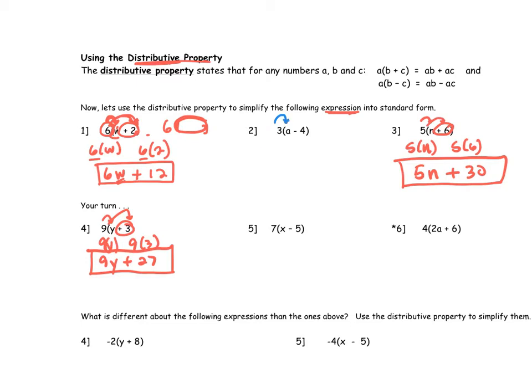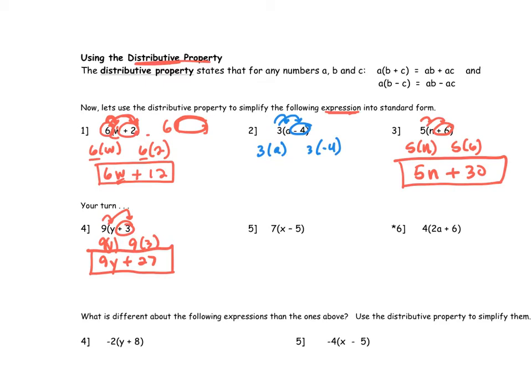So for number 2, I'm going to say 3 times A. And by the way, I want you to show this. This is our roadmap to being able to fix an error if we need to. And 3 times negative 4. So I'm going to look at that. Minus 4 is negative 4. This would be a great place to use your calculator.